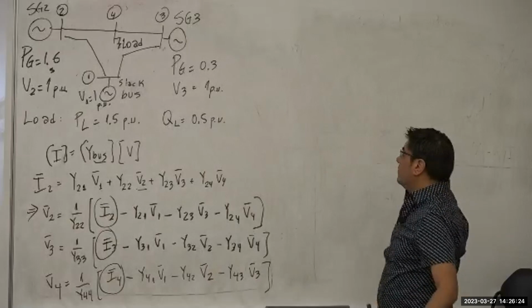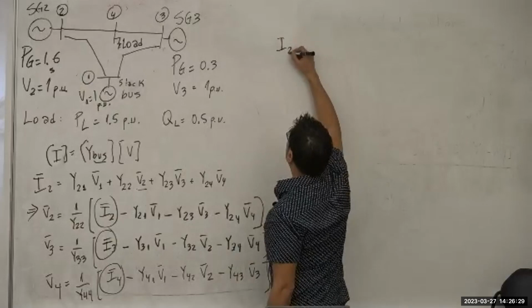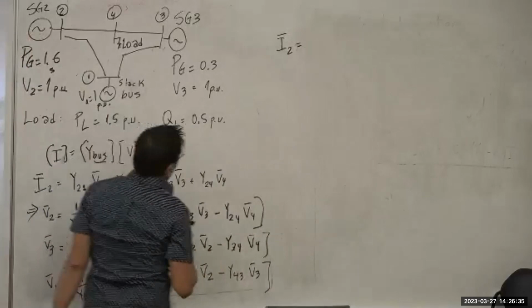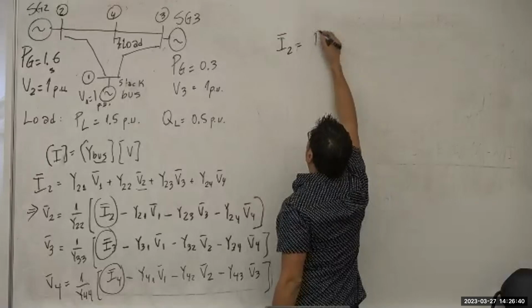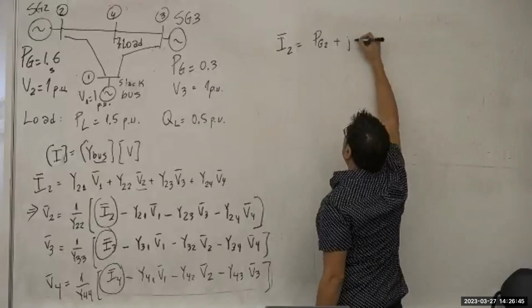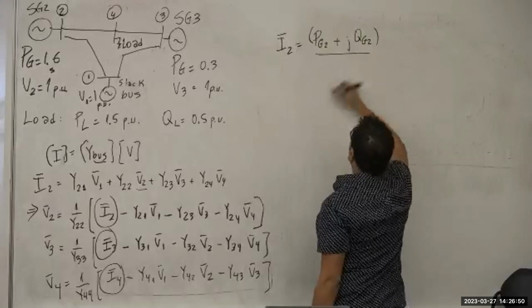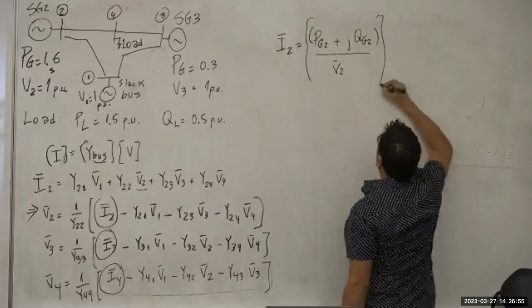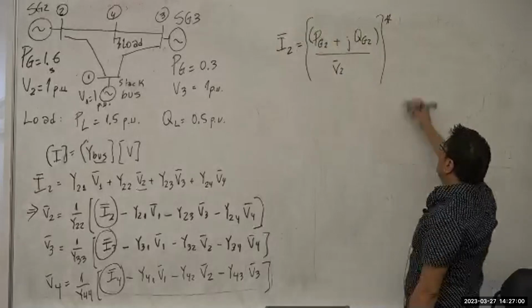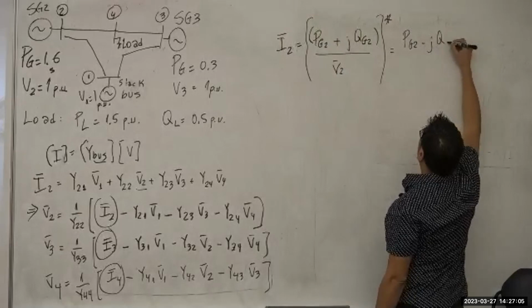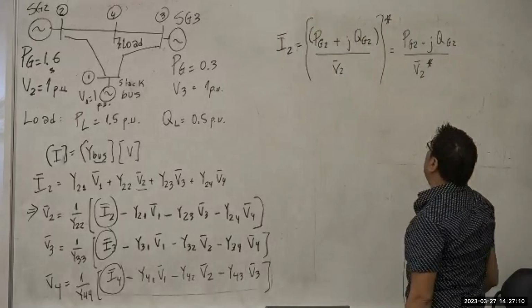It's a generator. So the injected current in bus 2 should be given by the power generated. How much is that power generated? It's going to be PG2 plus JQG2 divided by the voltage V2, and all of these conjugate. And so this one is going to be PG2 negative JQG2 divided by V2 conjugate as the first one.